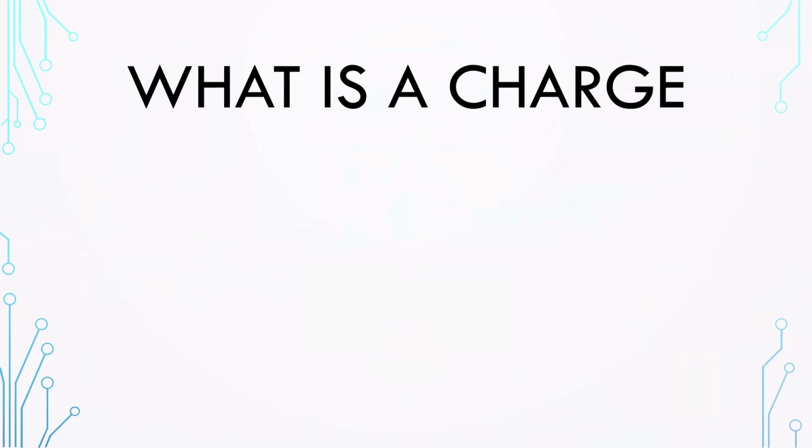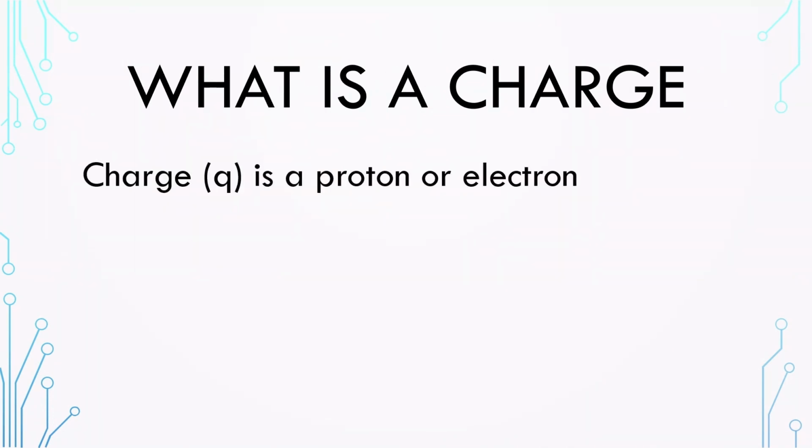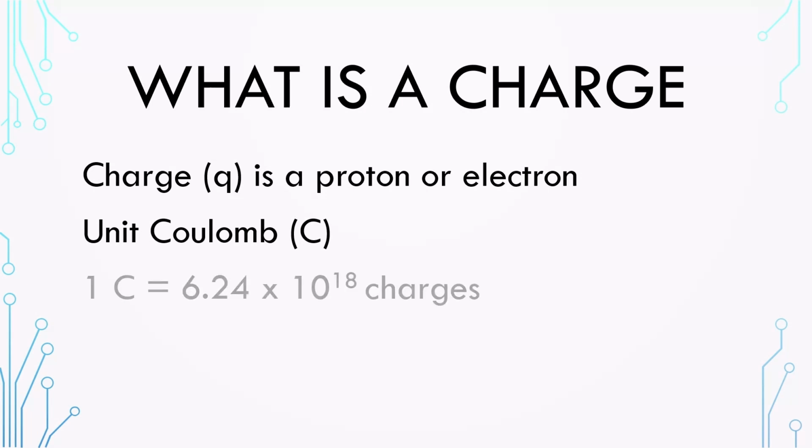Let's start out with what is a charge? So a charge, Q, is a proton or an electron. You know them as usually protons plus one, electrons are minus one, and they're measured in the units of coulombs, or at least their charges.